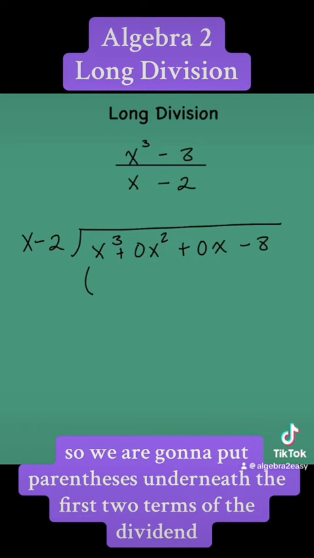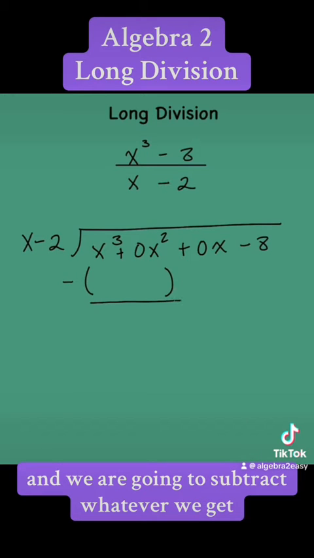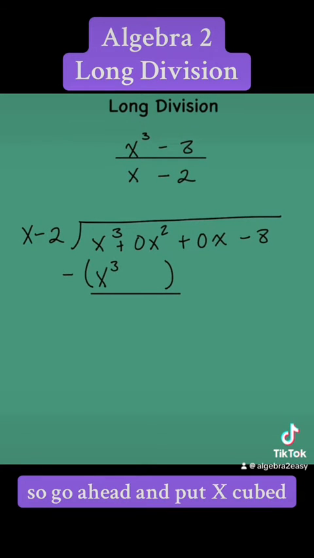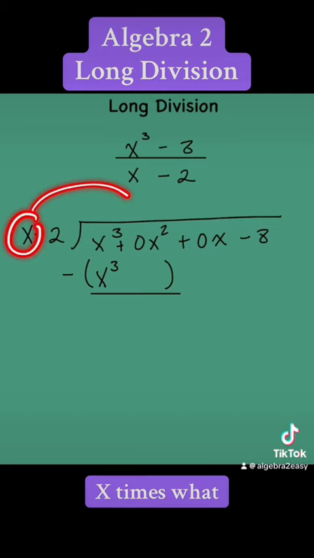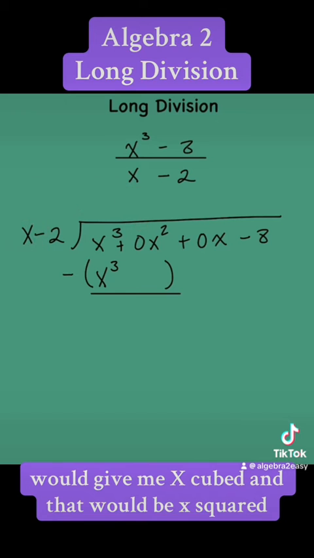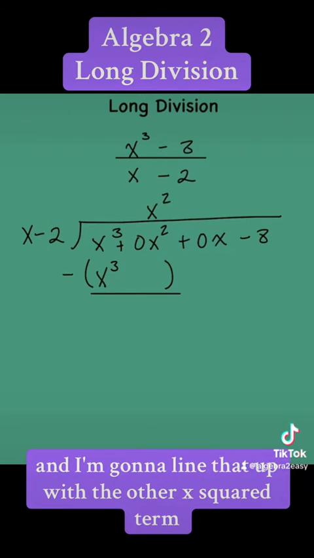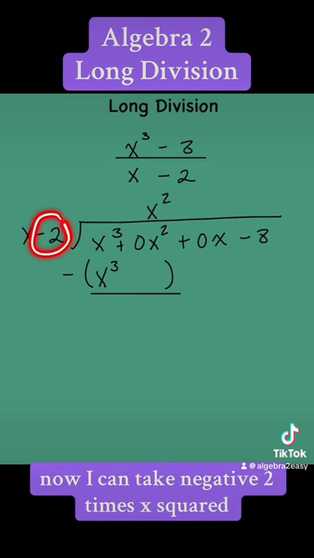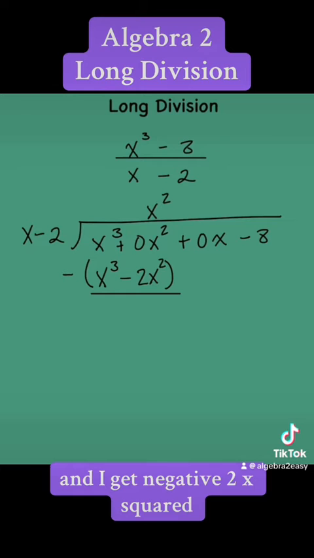So we are going to put parentheses underneath the first 2 terms of the dividend, and we are going to subtract whatever we get. We have x cubed, so we want to have another x cubed here. So I'll go ahead and put x cubed, and then we have to ask ourselves, x times what would give me x cubed, and that would be x squared. And I'm going to line that up with the other x squared term. So x times x squared gives me x cubed. Now I can take negative 2 times x squared, and I get negative 2x squared.